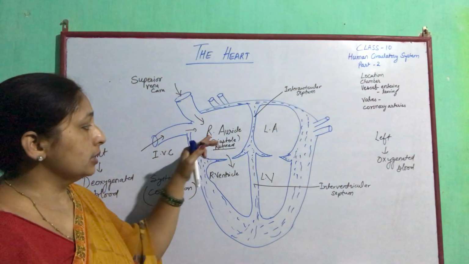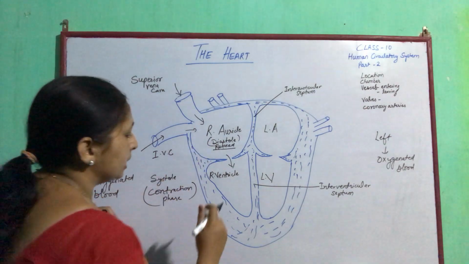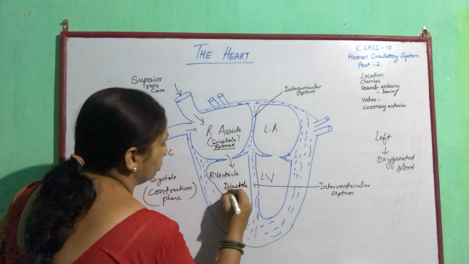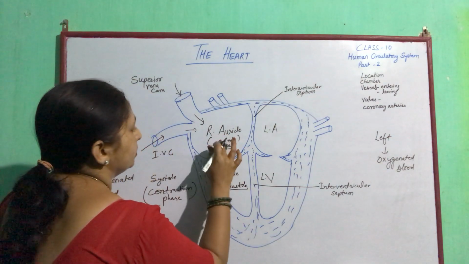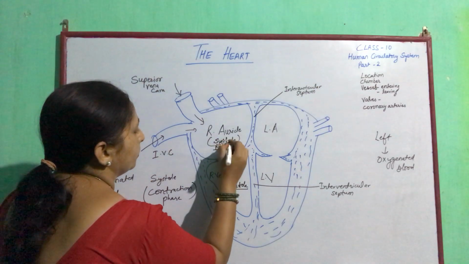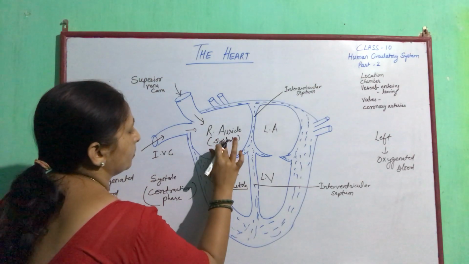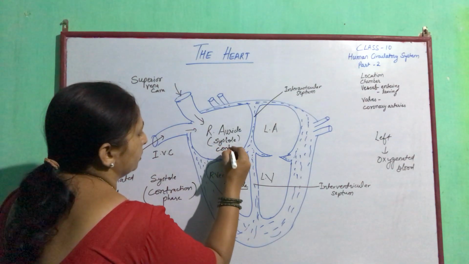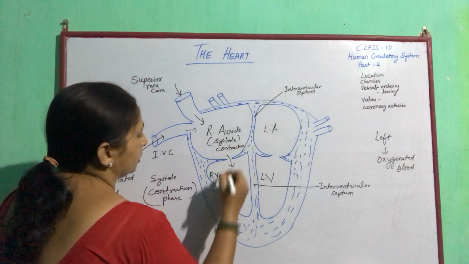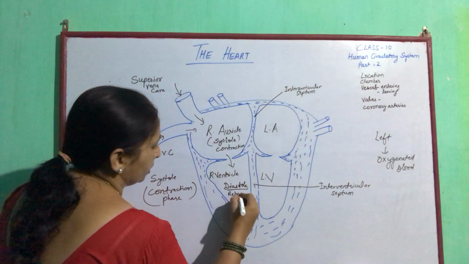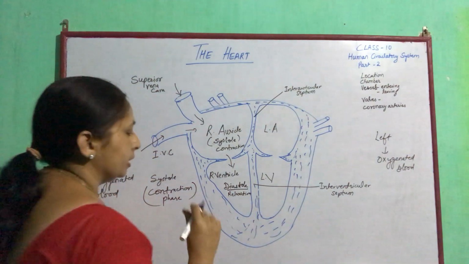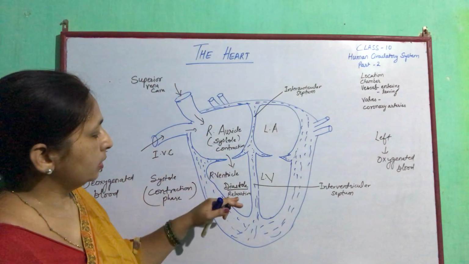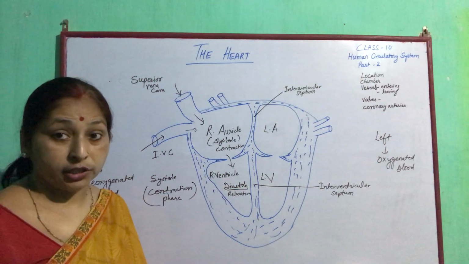When the auricles are in the systolic phase, the ventricles are in the diastolic phase. So now it becomes systole, contraction, and diastole, relaxation. Whenever they receive blood, they receive it only when they are in a relaxed phase, in diastolic condition.